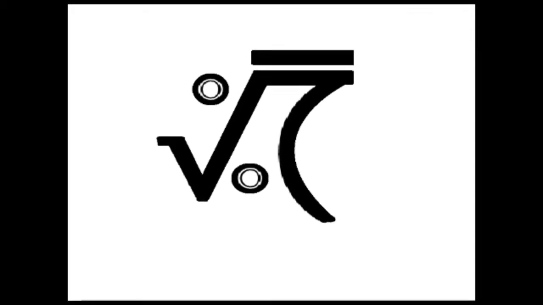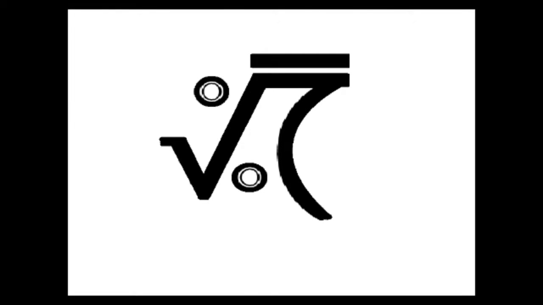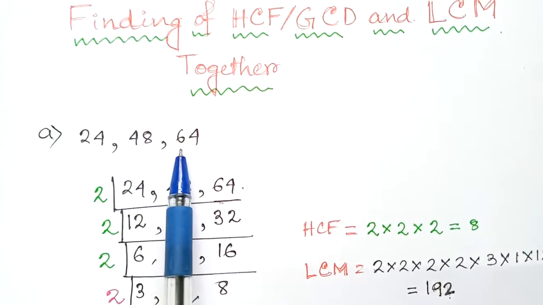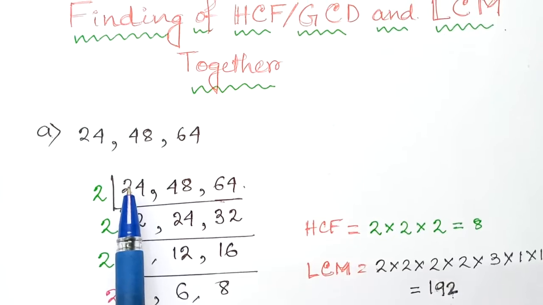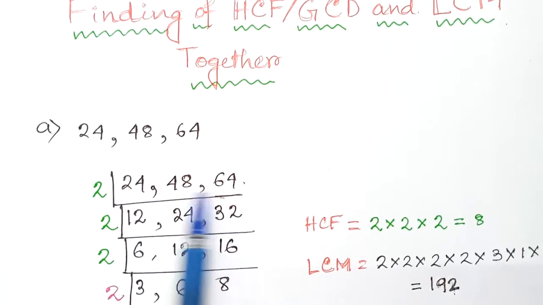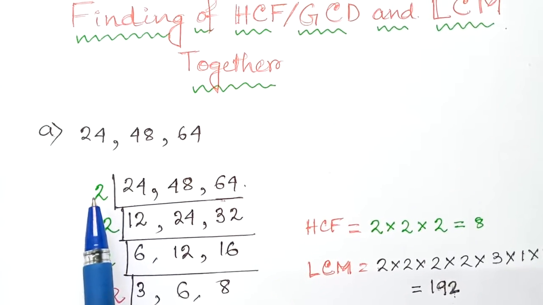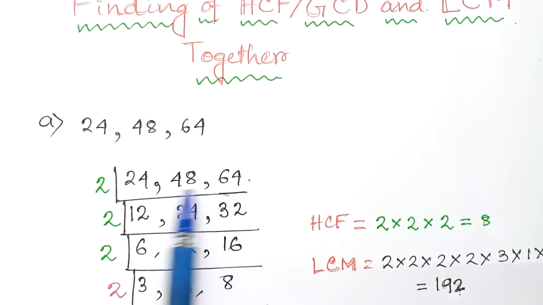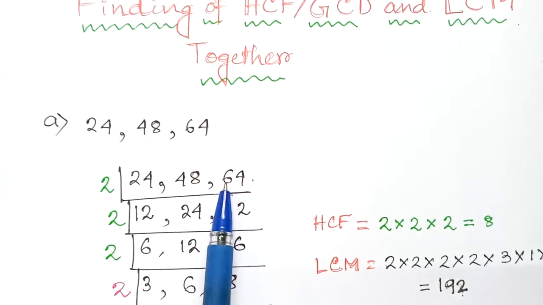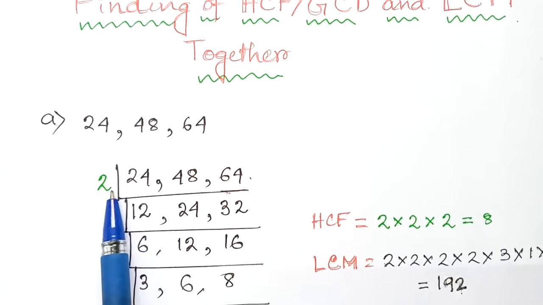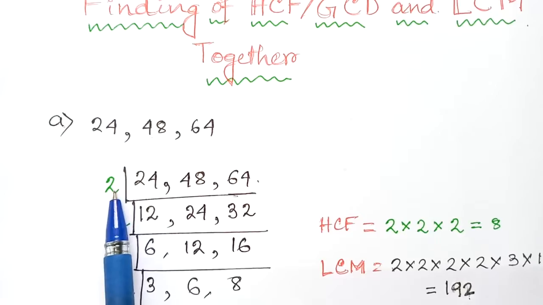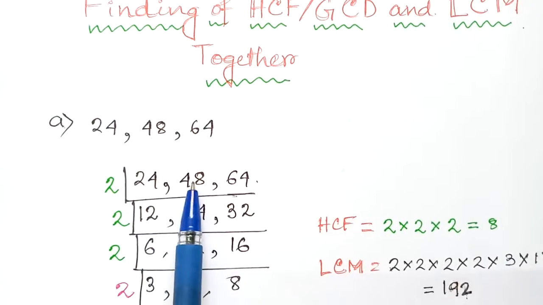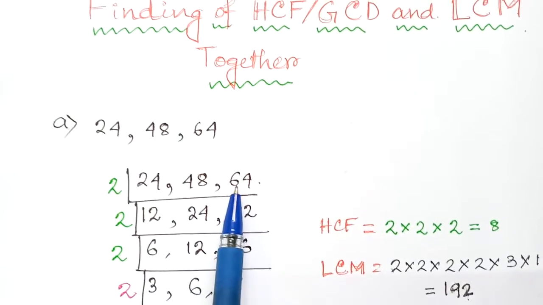So without any delay, let's get started. Here is example number 1, that is 24, 48 and 64. At first, we divide all these three numbers by a common divisor which can exactly divide them. As 24, 48 and 64 are all even numbers, they are divisible by 2. That is why we divide by 2 and get 12 from 24, 24 from 48, 32 from 64.